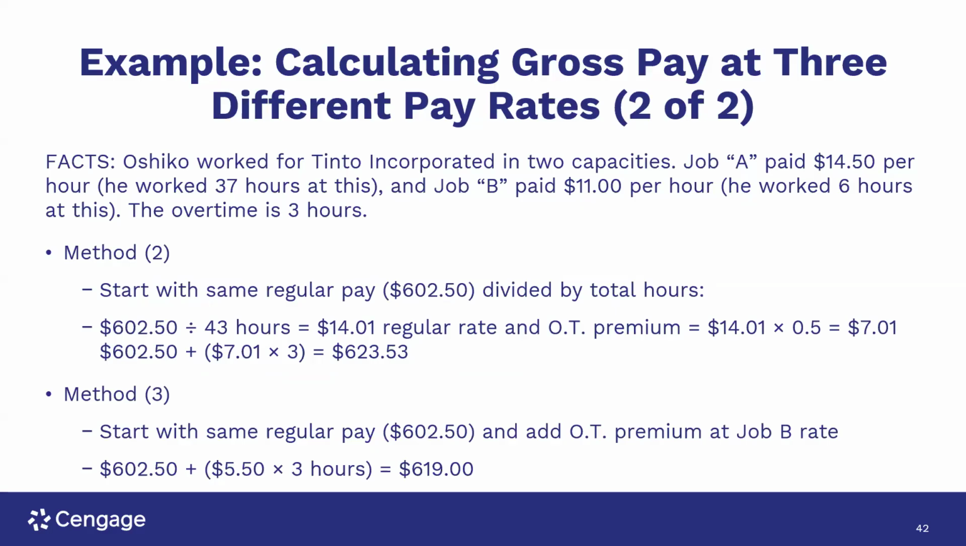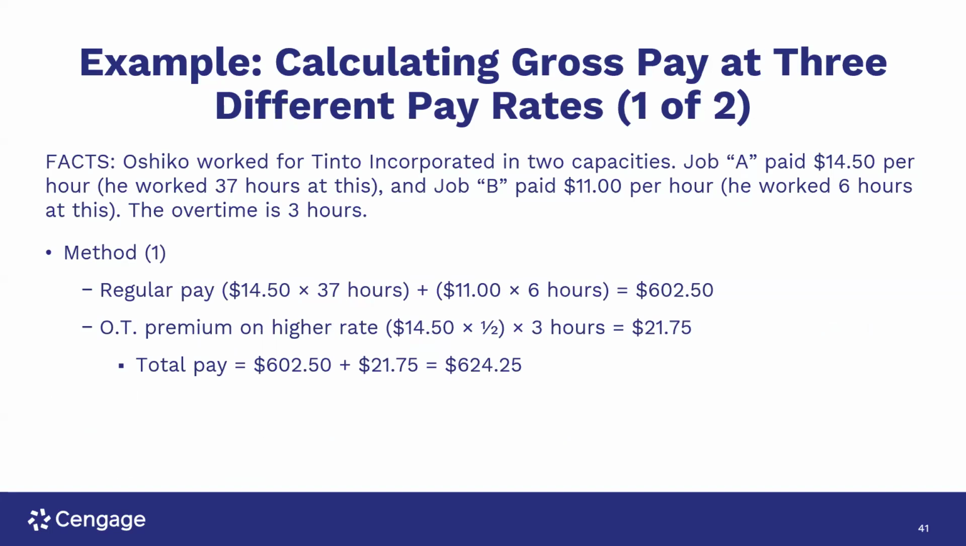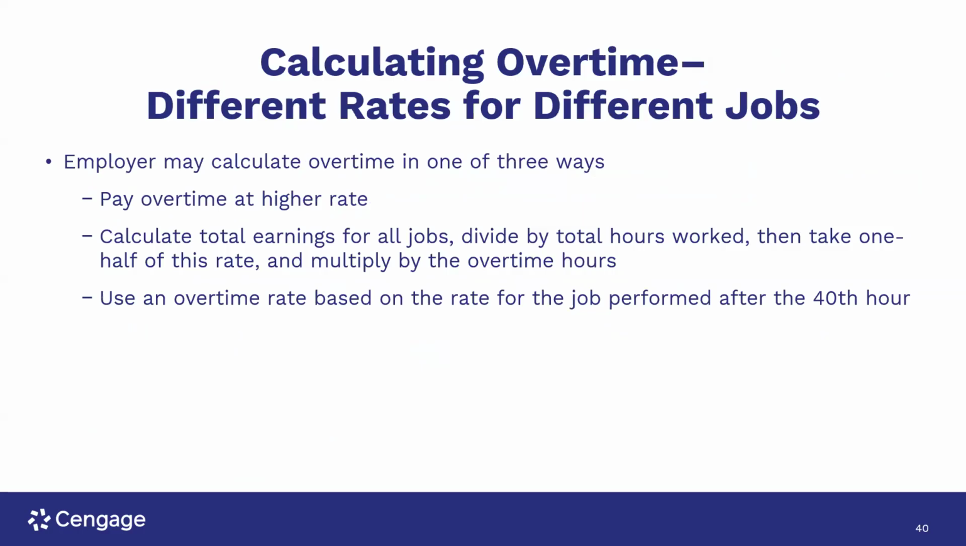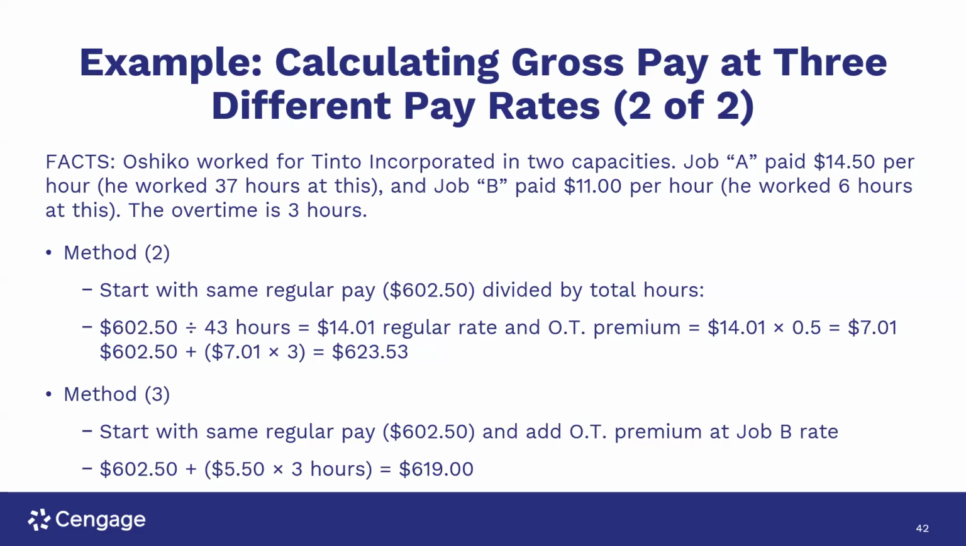And if the overtime pay was paid off of the lower rate, then the employee would only get paid $619 because they'd be paid time and a half on the $11 instead of the 14.50. However, the overtime pay is required to be paid at the higher rate.